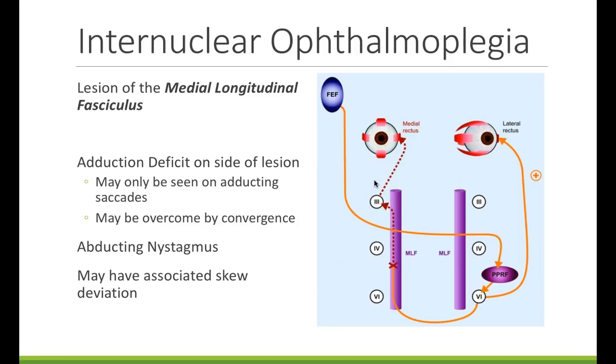Often what will happen is that there will be abducting nystagmus in the normal eye because of attempts within the brainstem to overcome the deficit. Depending on where the lesion is, occasionally this adduction will actually be overcome by convergence, so when trying to look at a near object, the eyes will adduct just fine. And because some of the vertical eye movements travel within the MLF, there occasionally will be associated skew deviation, which means that there's an elevation of one eye over the other one. That is due to a central cause.